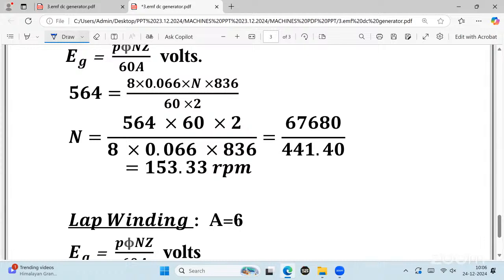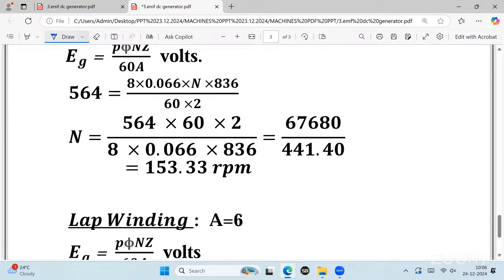So if you rotate the armature at 153, then we'll get 564. You have to rotate with the speed of 153, then only you'll get 564 in the copper wire. This is one type of design. If I change the design, lap winding, lap connected, lap winding, lap connected, lap winding, lap connected.